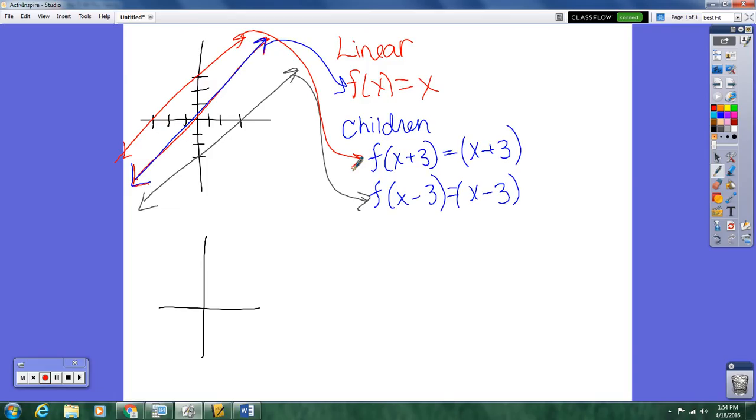Did it go up 3, right 3, left 3, down 3? What did it do? This is our parent function. This blue line, what did that red line do?